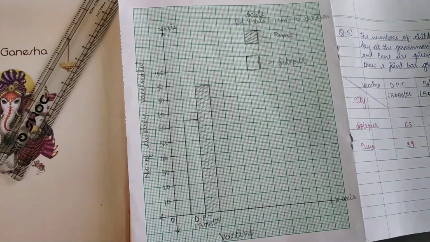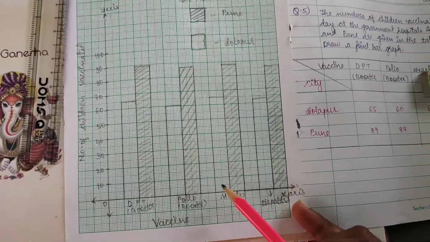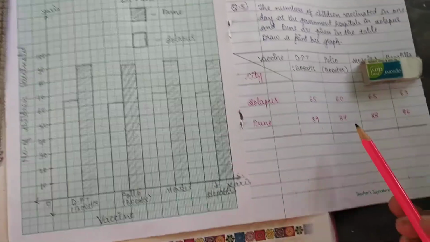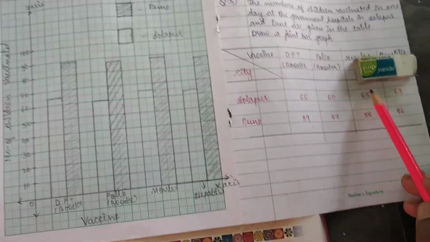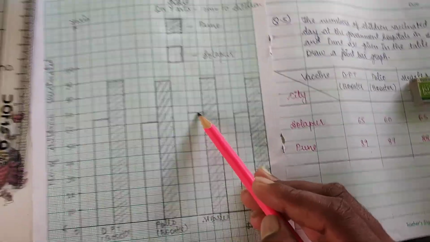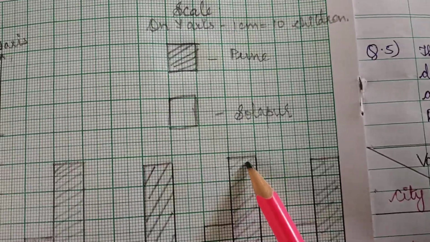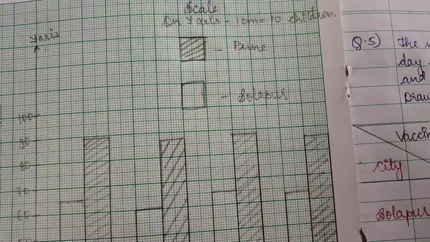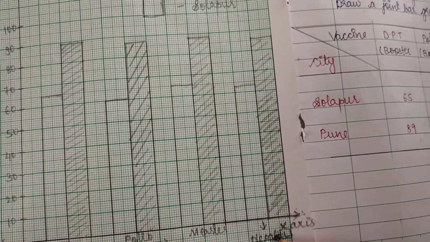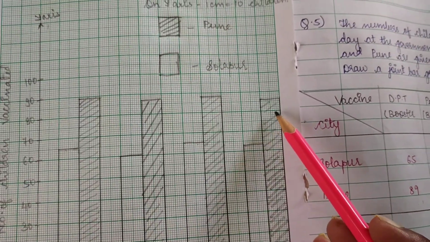Now let us go ahead with the other vaccines. As you can see, I have made the whole joint bar graph. So 65 was for measles. In measles, for Solapur it was 65, while for Pune it was 88. And for hepatitis, for Solapur it was 63, and for Pune it was 86.